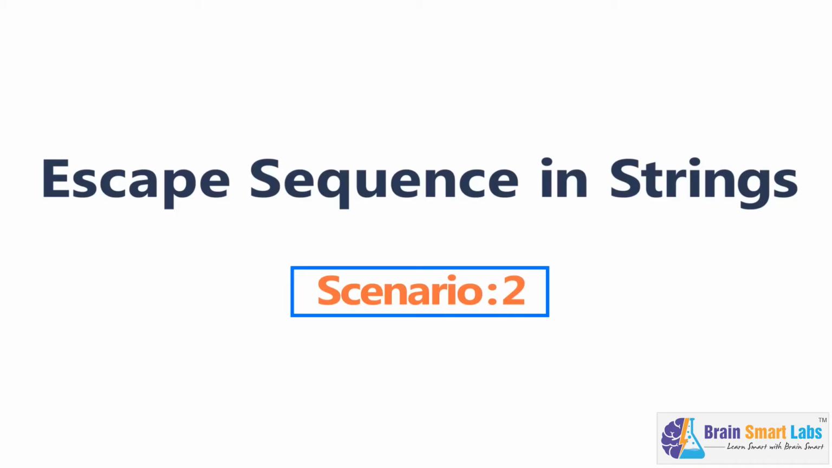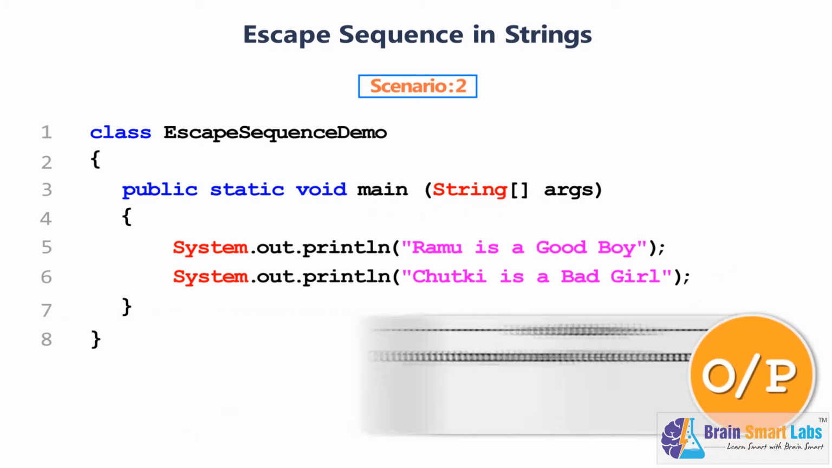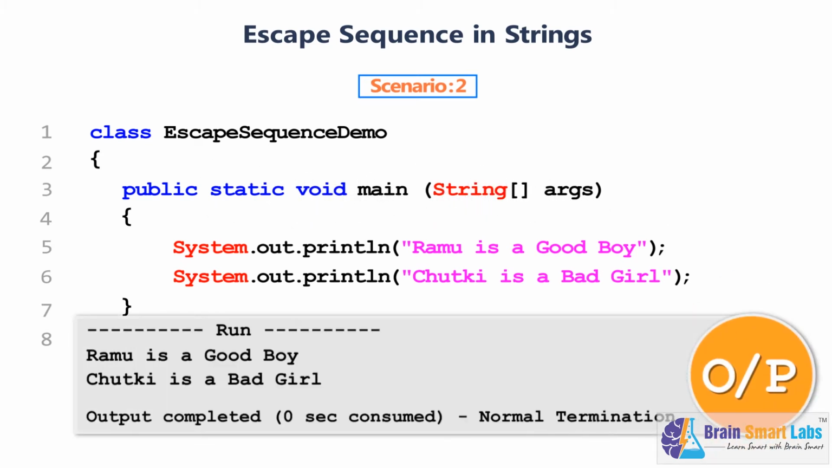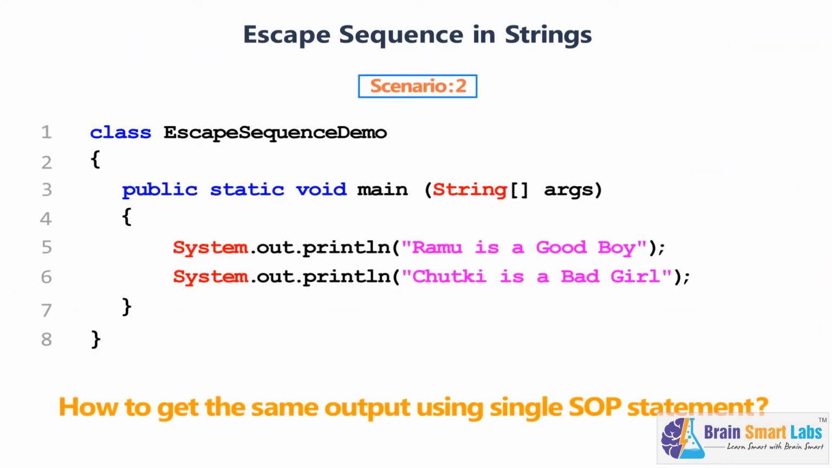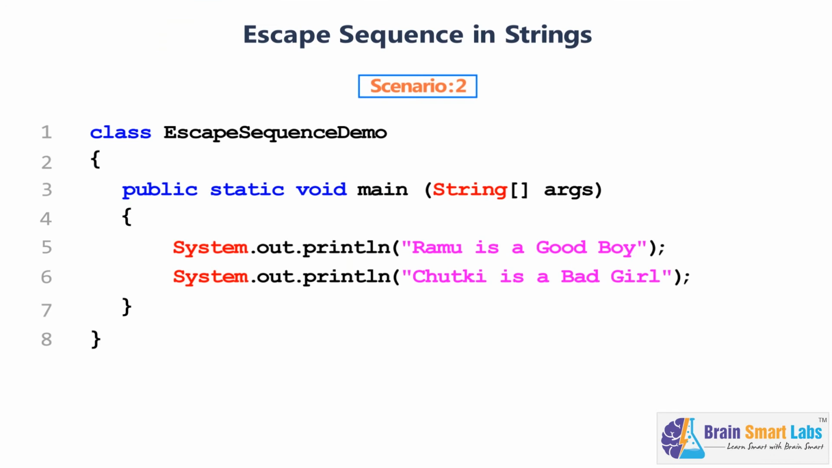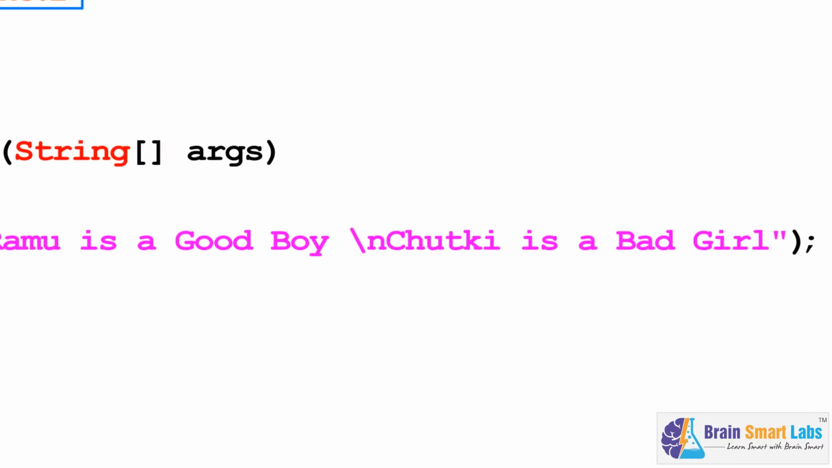Let me show you one more scenario where escape sequence can be used. In this program, there are two SOP statements. That is, SOP Ramu is a good boy in the first line and SOP Chutki is a bad girl in the second line. Once you compile and run the program, the output will be two different statements in two different lines. Now our question is, how to get the same output using a single SOP statement? All you need to do is add an escape sequence, that is \n, in between the two statements as seen here.